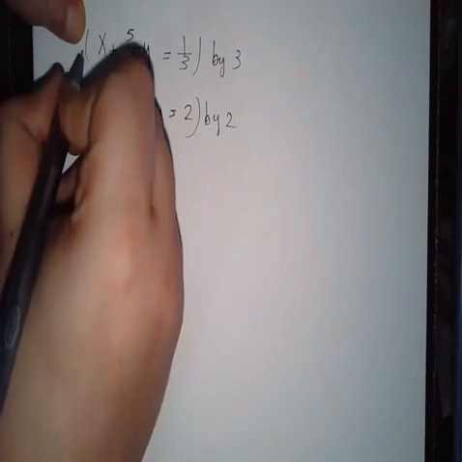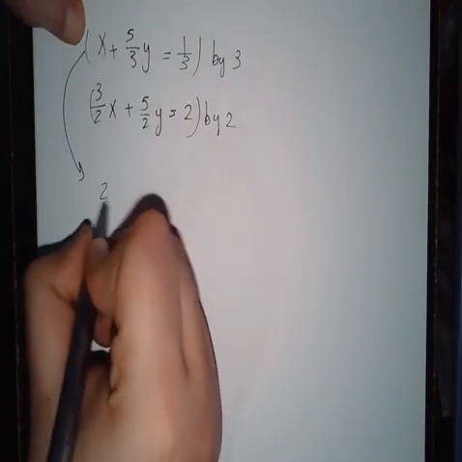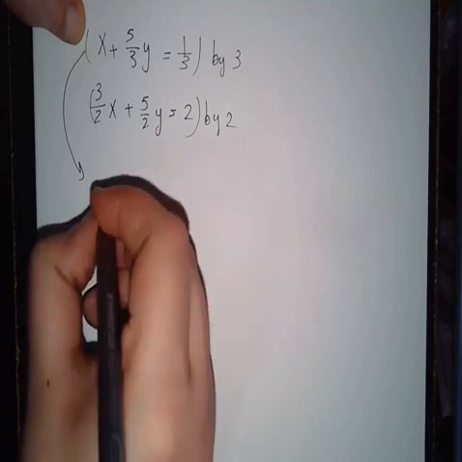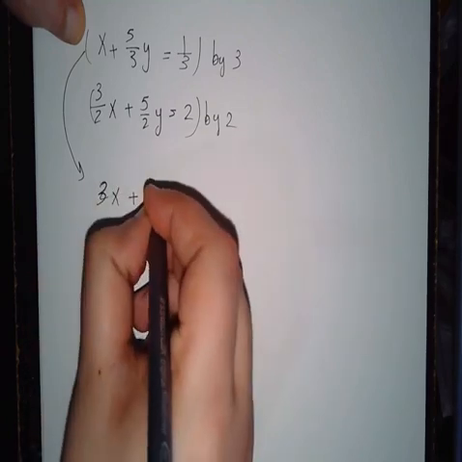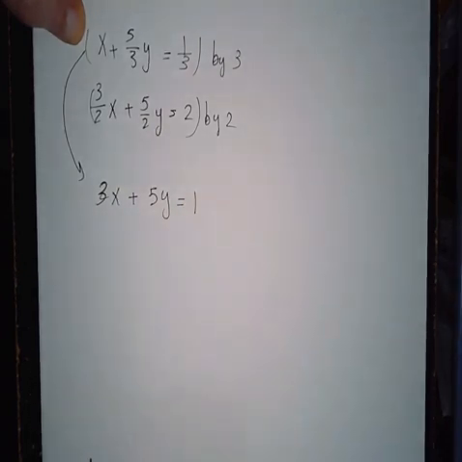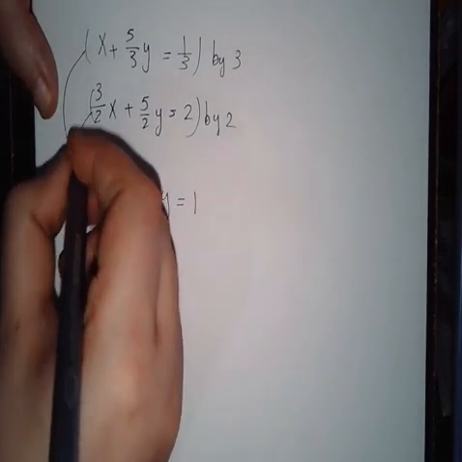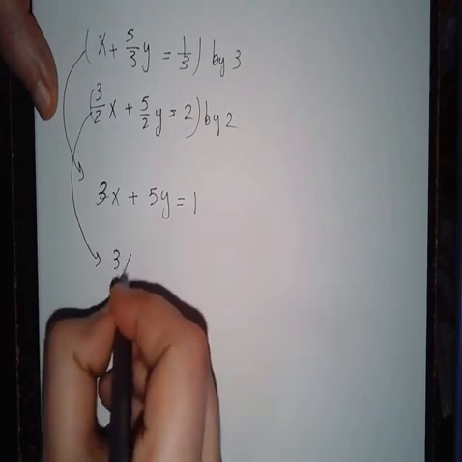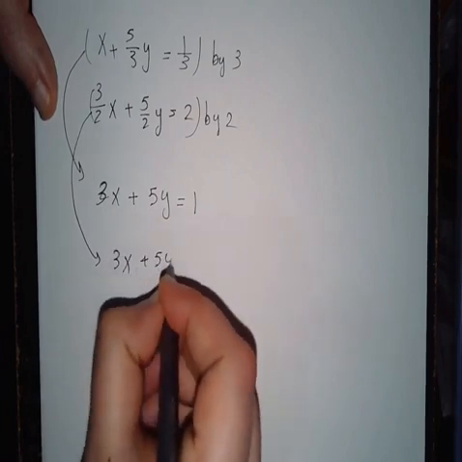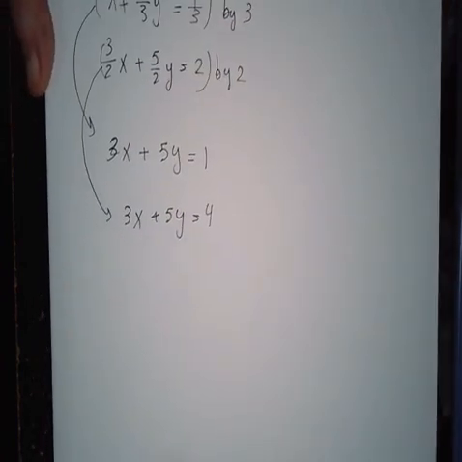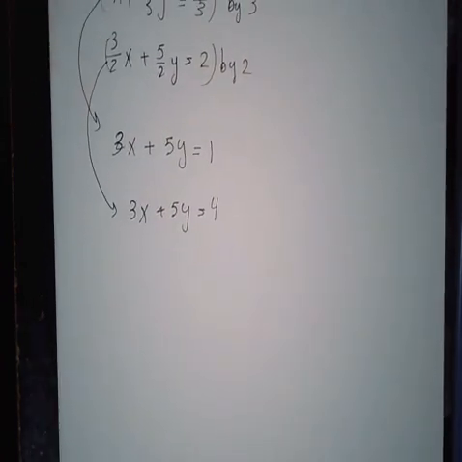So this turns into 2x plus, oh sorry, I multiply by 3. 3x plus 5y equals 1. Yeah? And the second one becomes 3x plus y equals 4. Do you see anything weird about the system? Anything wrong with it?